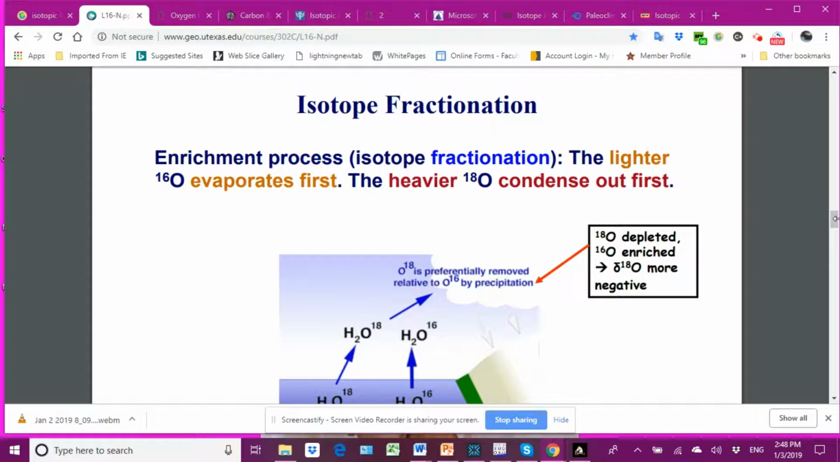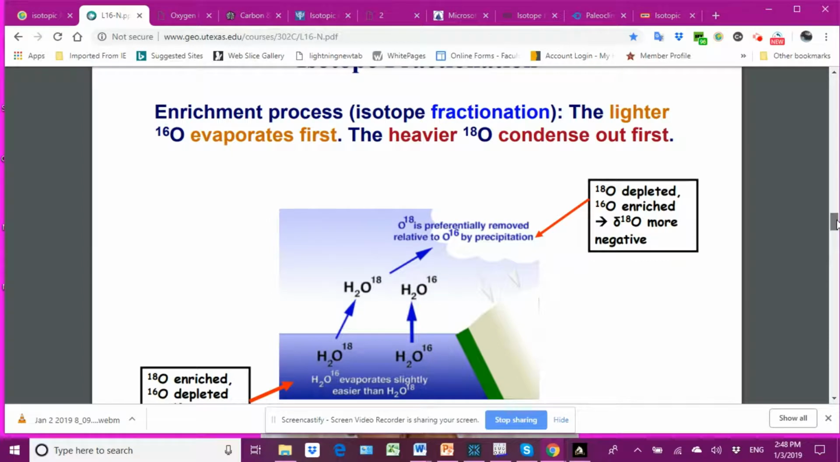The lighter 16 oxygen evaporates first. The heavier 18 condenses out first. In other words, any oxygen 18 that does make it from the water body, be it a lake or an ocean, into the atmosphere will condense out first because it's heavy and will flop out first.